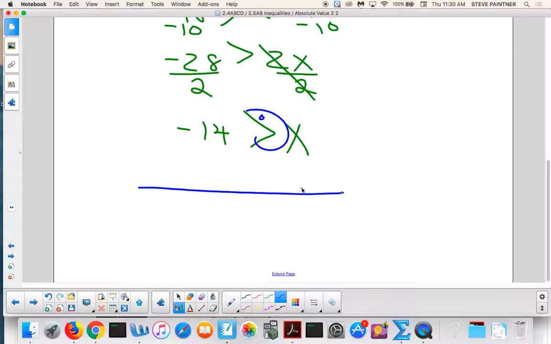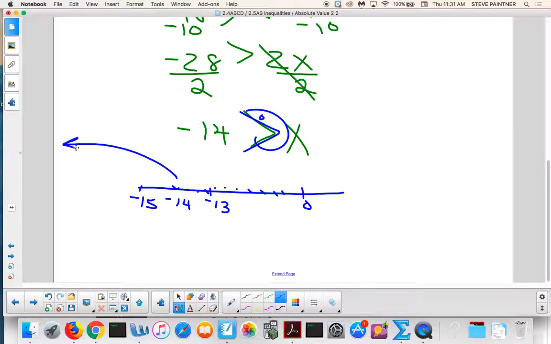Here's 0. Here's negative 14. So if that's negative 14, here's negative 15. Here's probably negative 13. If all my answers are less than negative 14, which way? To the right. Left. I'm so confused. Right. To the right. You got it. Less. Okay. Yeah, less is not negative. My bad.